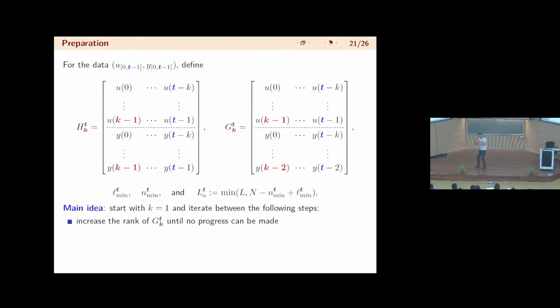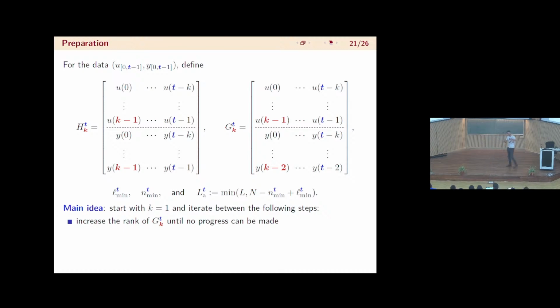So what's the main idea now? Well, since I don't know the right depth of the Hankel matrix, this L plus 1, my idea is the following. I just start with the simplest Hankel matrix that I can imagine. Just one row. So I start with k as 1. And I will iterate between the following two steps. So for this depth 1 Hankel matrix, I will try and increase the rank of the G_k^T matrix. So this matrix over here.